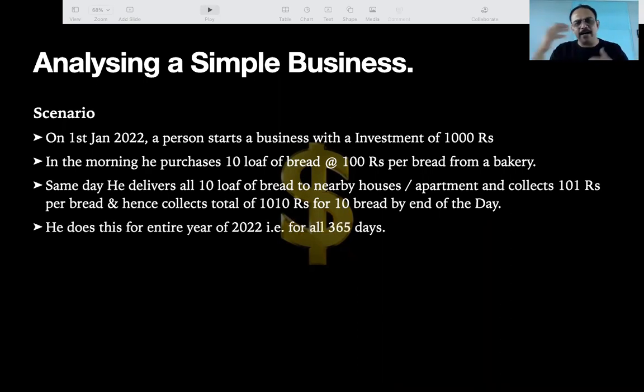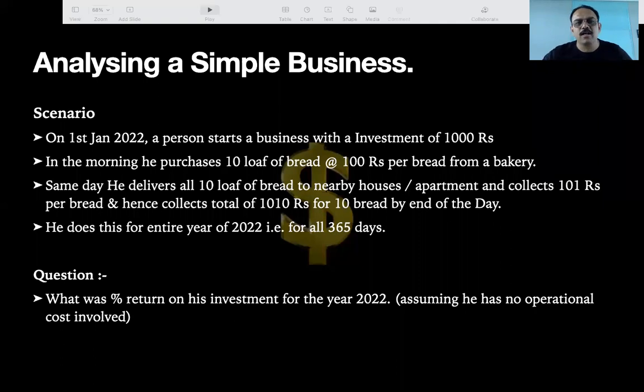Now he does this for the entire 2022. All 365 days he does the same thing. He goes in the morning, buys bread, delivers at the homes and apartments, and collects the money. Now my question to you is, if he does this for 365 days in the year, what is his percentage return on his investment for the year 2022? Calculate the percentage return on his investment, assuming there was no operational cost.